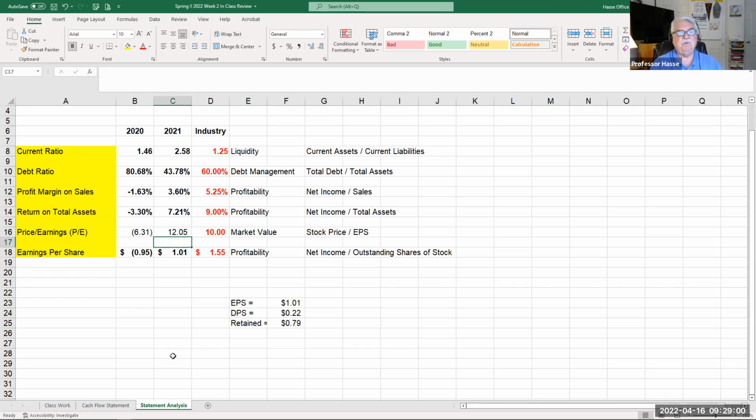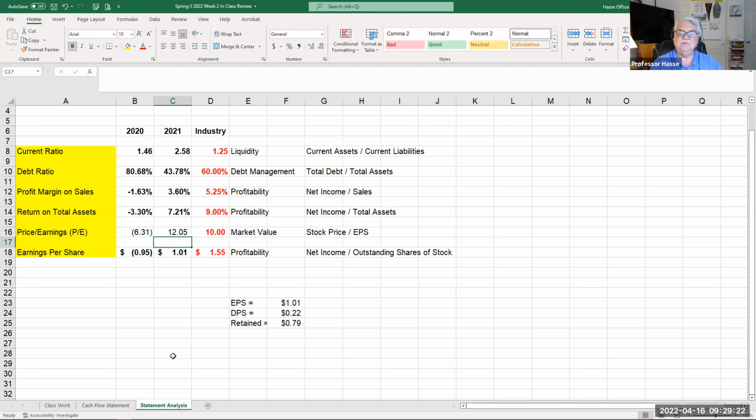A higher PE ratio means the stock is overvalued. The lower the price earnings ratio, the more the stock is undervalued. Many investors buy stock when their PE ratio is rather low, hoping that the stock price will go up over time and that it will achieve a return on their investment.